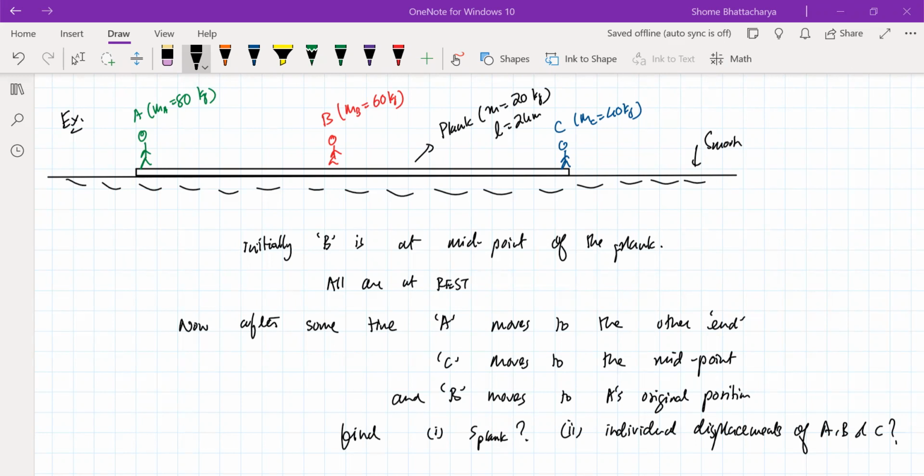Sir, what was the length of the plank again? Is it 24 meters? Yes, the length of the plank is 24 meters. Actually, it's not visible on the screen, just a second. Yeah, 24 meters.